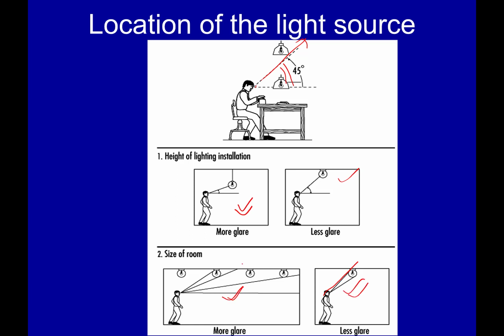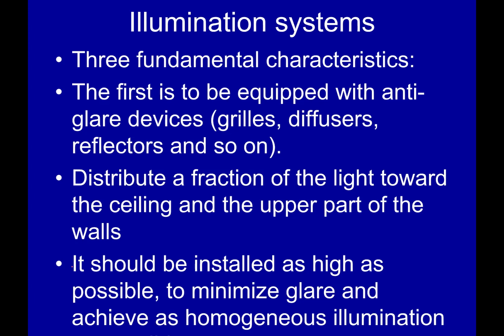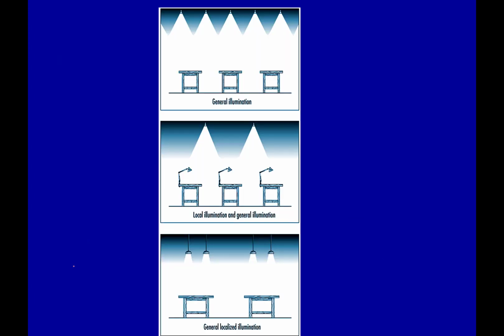So locating the light source suitably, about this I have already talked. Like the visual capabilities or visibility of the human being comes down with age, and you can see here that with age it can reduce up to 50%. This is another design aspect, like this is the light which is preferred. The light which is more diffused will cause less glaring effect.